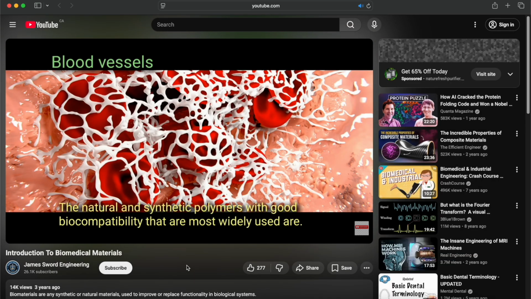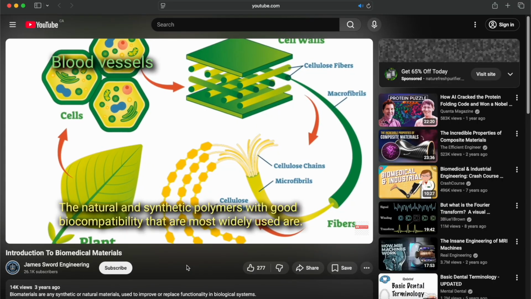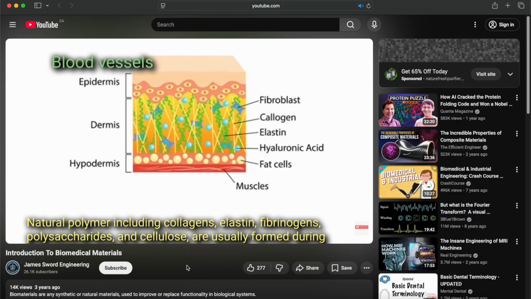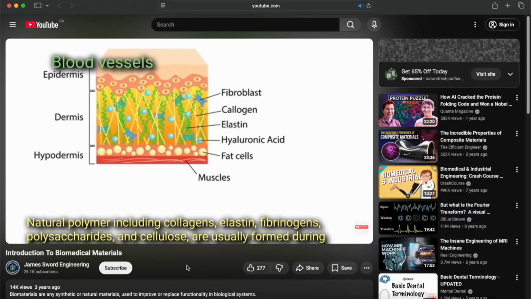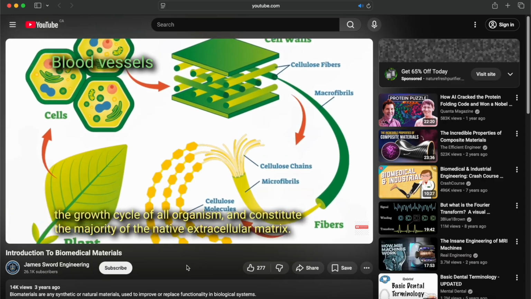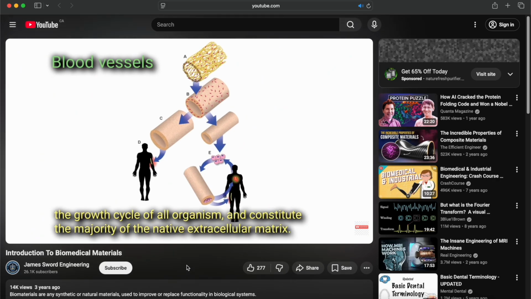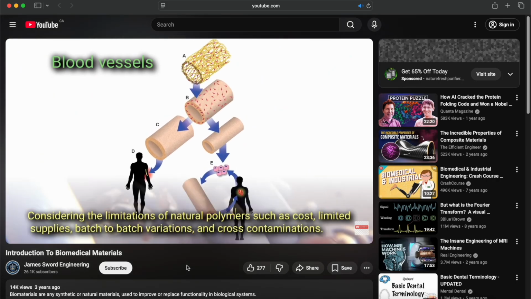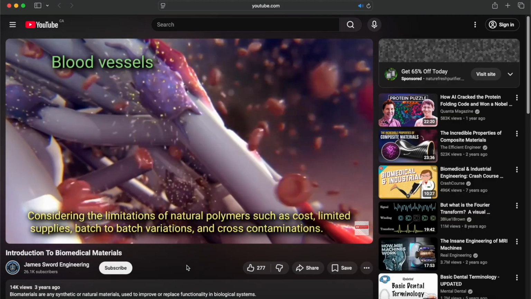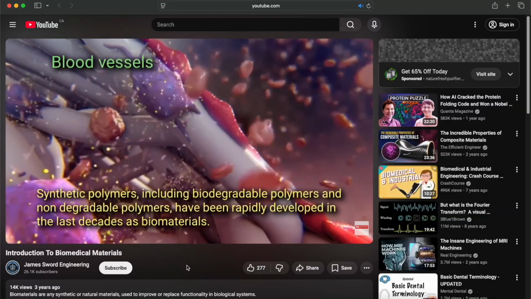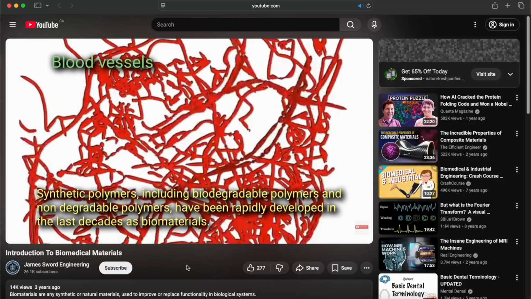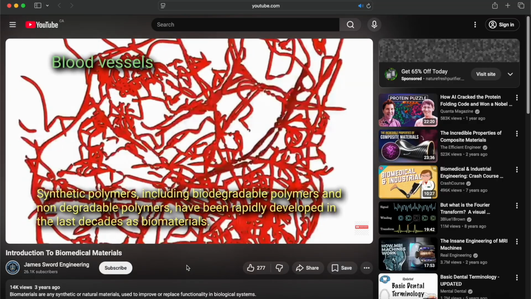The natural and synthetic polymers with good biocompatibility that are most widely used are natural polymers including collagens, elastin, fibrinogens, polysaccharides, and cellulose, which are usually formed during the growth cycles of all organisms, and constitute the majority of the native extracellular matrix. Considering the limitations of natural polymers such as cost, limited supplies, batch-to-batch variations, and cross-contamination, synthetic polymers, including biodegradable and non-degradable polymers, have been rapidly developed in the last decades as biomaterials.